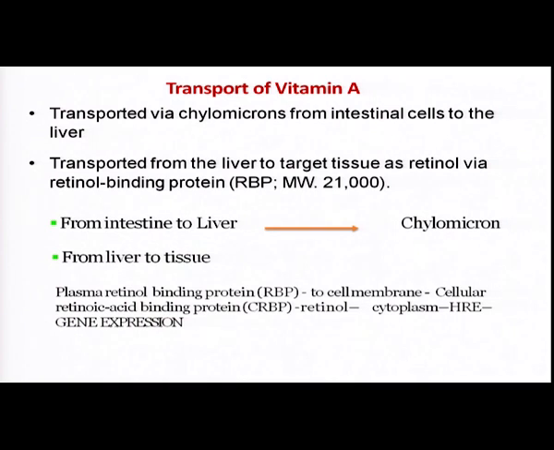You see over here the cellular retinoic acid binding protein. So, there is a difference. In retinol you have a hydroxy group, and in the retinoic acid you have a carboxylic group. So, this CRBP is basically a retinoic acid binding protein, and from there it could go and can have an impact on gene expression.